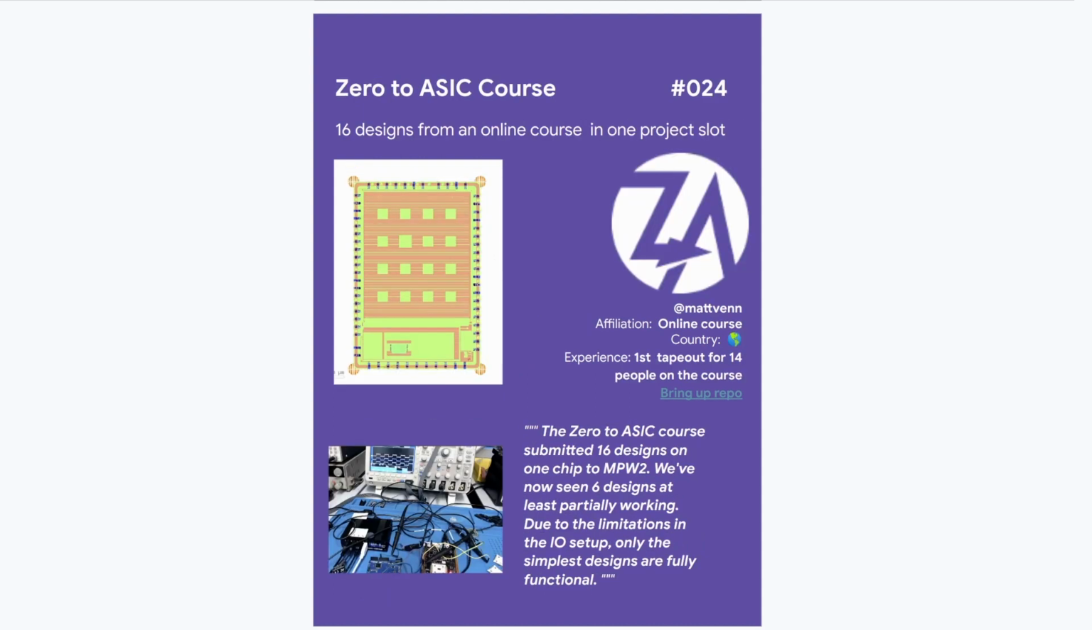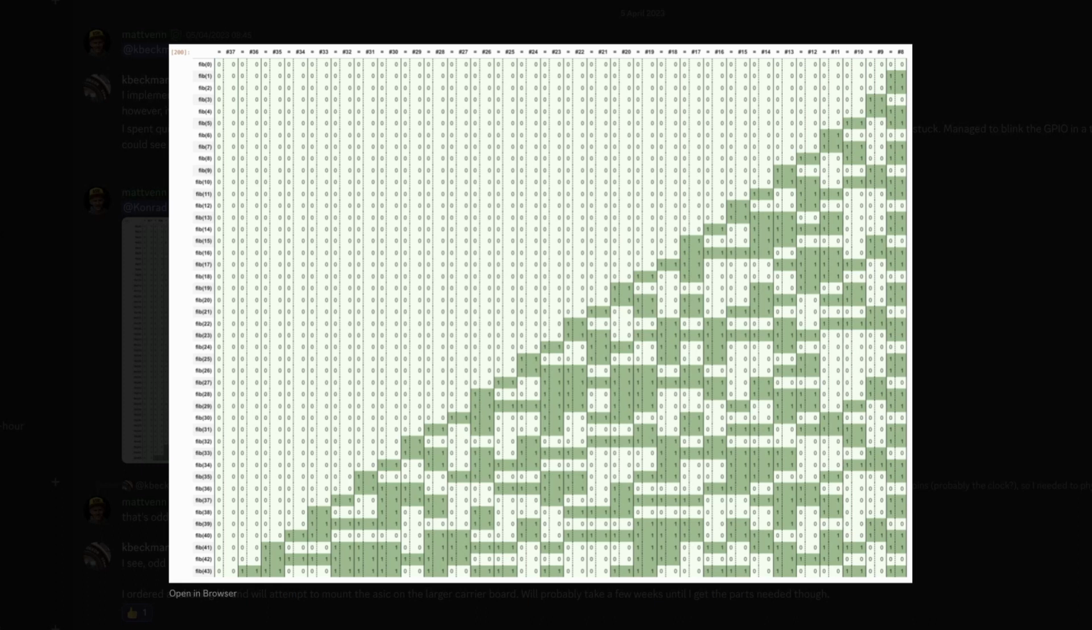And we've also got quite a few designs on the 0 to ASIC course submission. I think we've got about 6 or 7 that have been shown to be at least partially working, including a new result from Conrad's Fibonacci sequencer, and we're able to control all the IOs to get the Fibonacci sequence put out on the IOs.